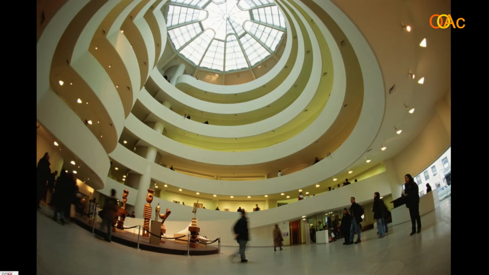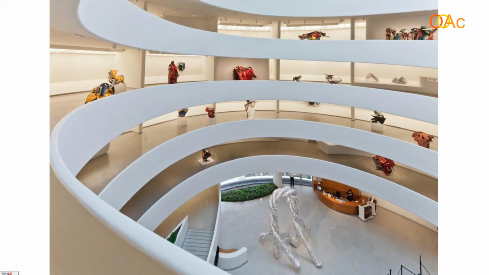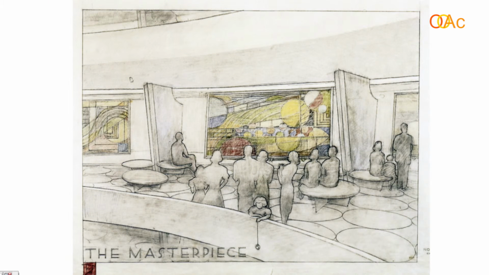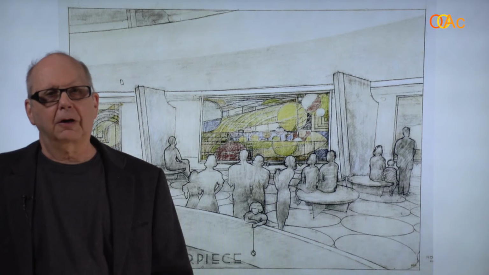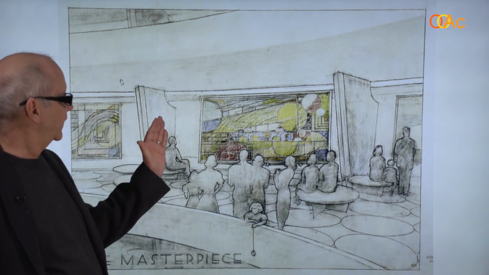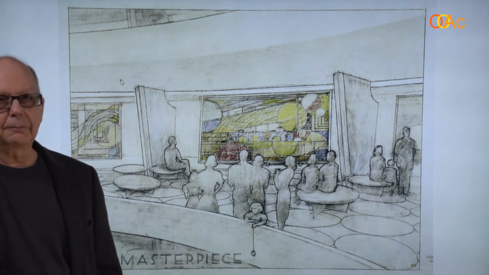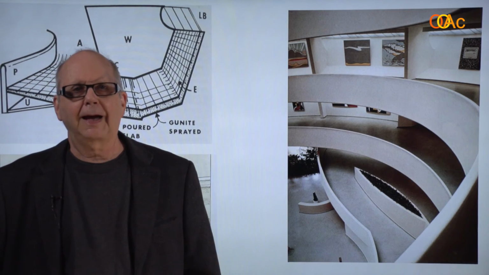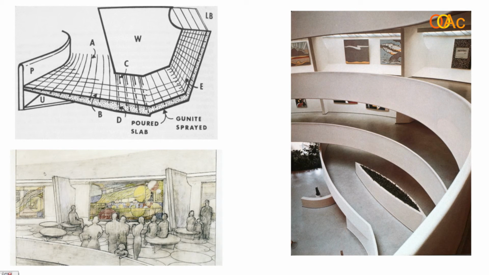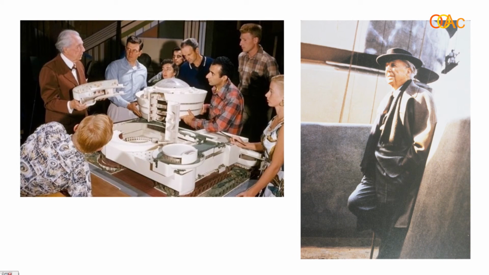Here's the interior spiral. And a little exercise, if you happen to be in New York visiting the museum, I'll give you some hints. See if you can figure out how the structure works. So here's a drawing by Wright of how he thought the art might be laid out. We have these two fins here, and we're going to span in between them. So we have fin, we span, and then we cantilever out from that span. So that's how the structure works.